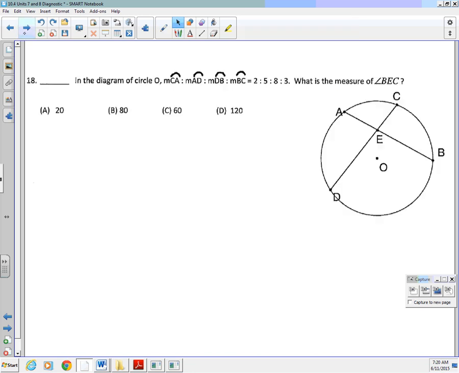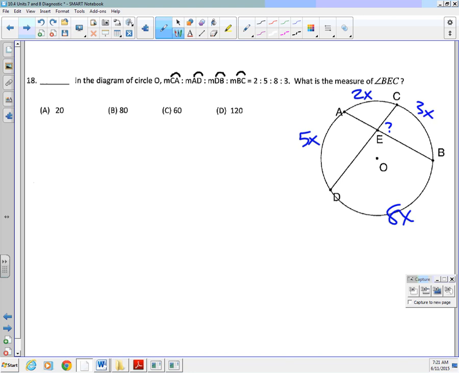Okay, number 18. In the diagram of circle O, we have arc CA to arc AD to arc DB to arc BC is 2 to 5 to 8 to 3. We ultimately want the measure of angle BEC. So my arcs, CA, I'm going to put a 2x, that's the ratio piece. AD, I'll put a 5x. DB is 8x. And BC is 3x. That's how we handle ratios.